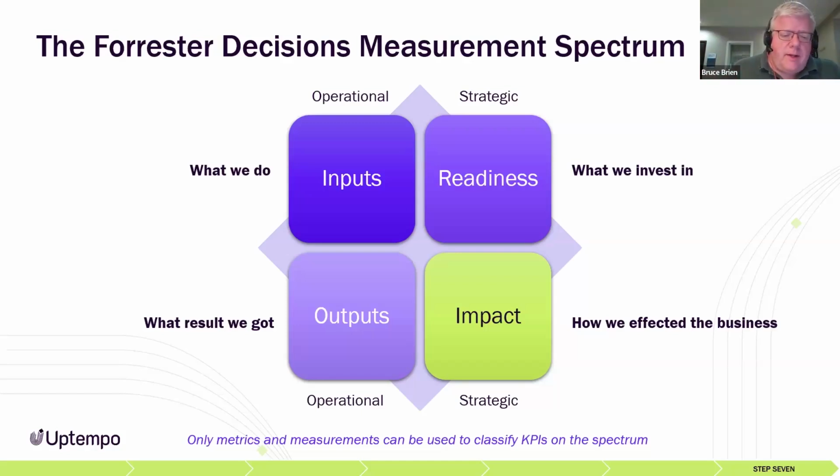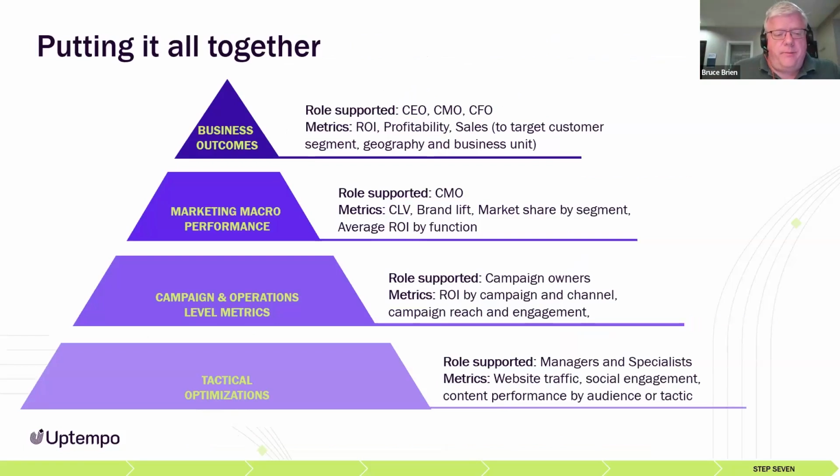All right. So now we've got to put this together. When we start to put it all together, we can start to build around our pyramid here from the bottom up around tactical optimizations, supporting very specific roles, and looking at the metrics that are geared toward that audience: the inputs and outputs, the website traffic and the social engagement. And then we elevate that up to our next level of campaign operations and those types of metrics.